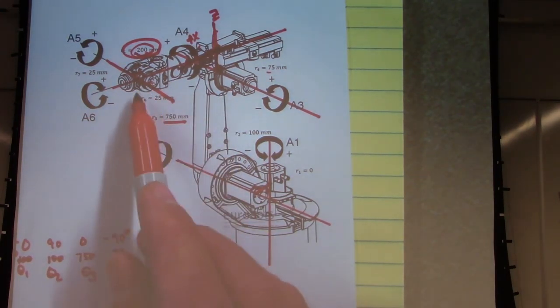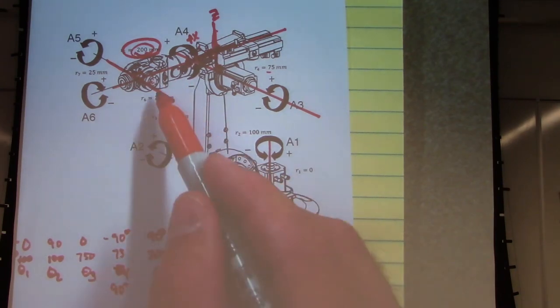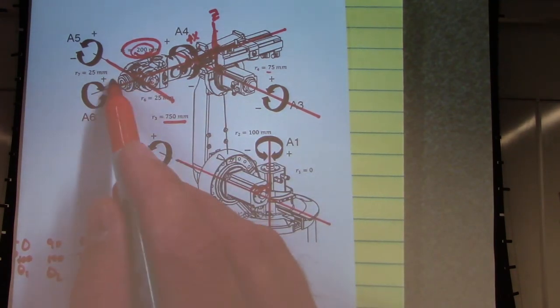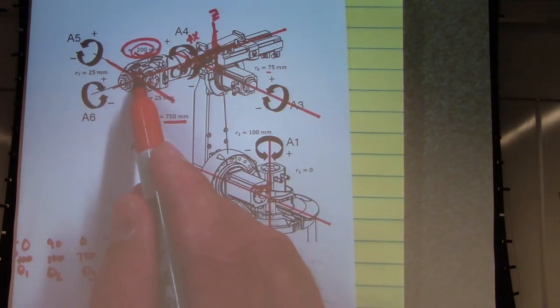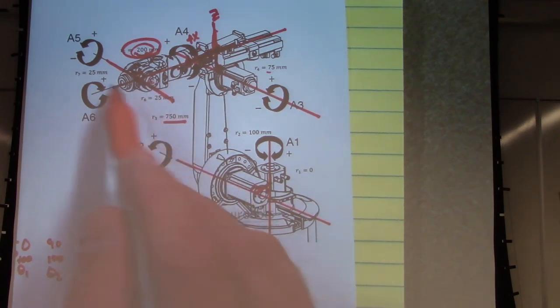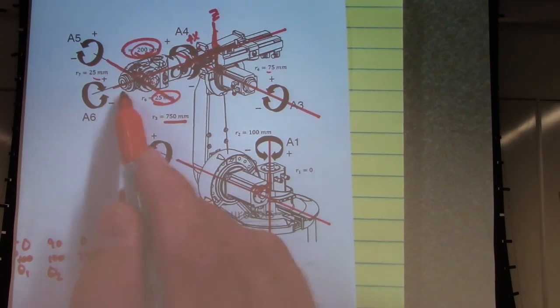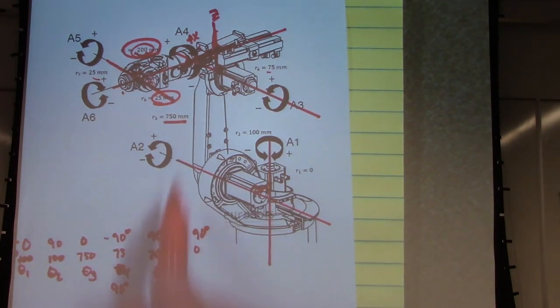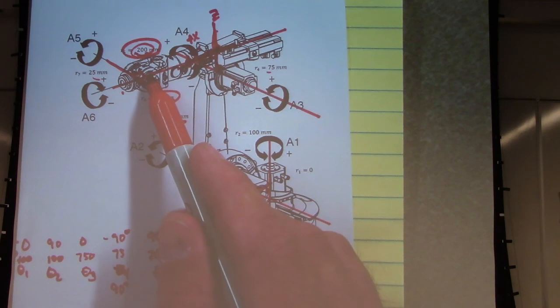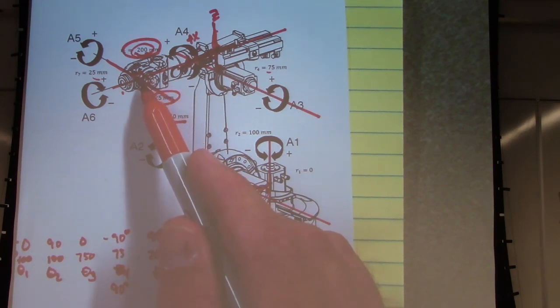And then we would have the joint offset. In this case it would be 0. This 25 here is between A5 and A6. The reason it's 0 is because it's actually coincident on the Z-axis. That makes sense.